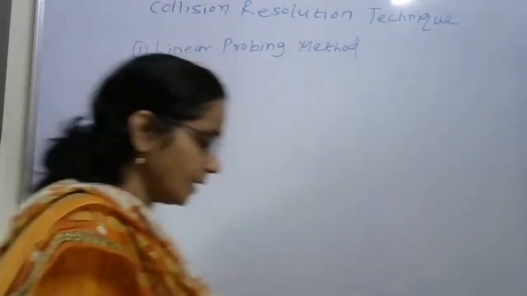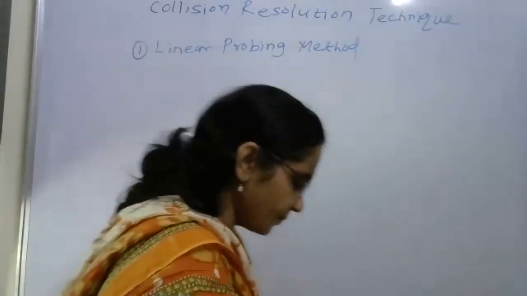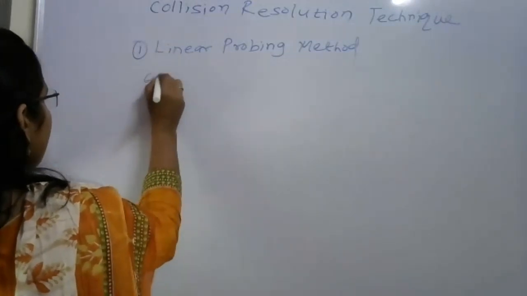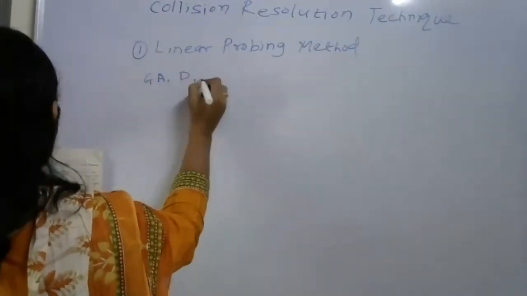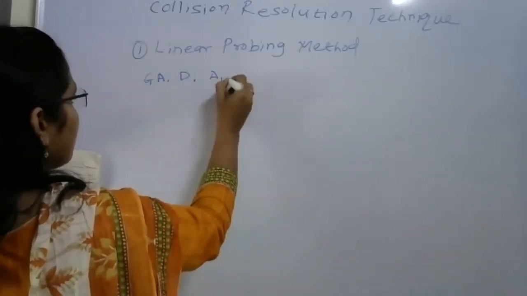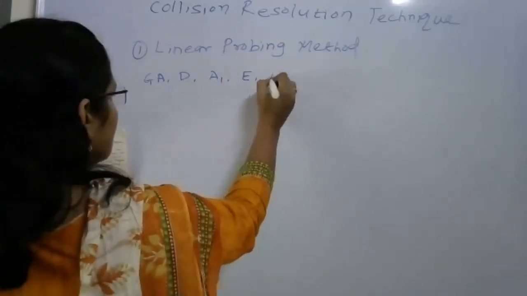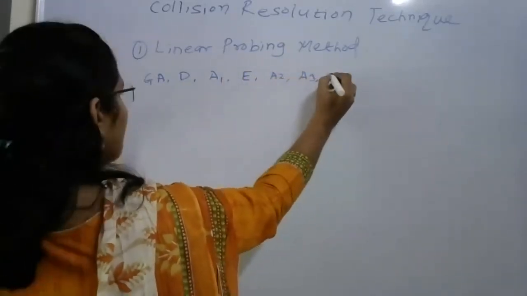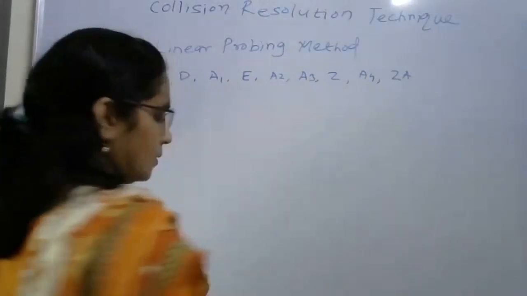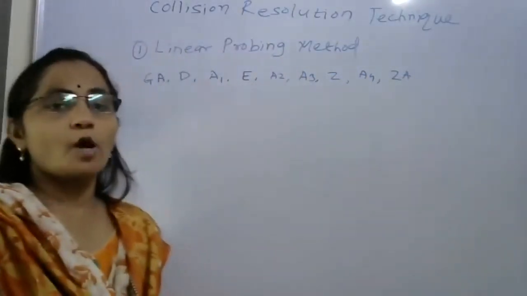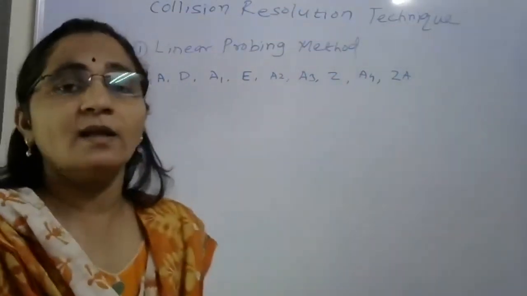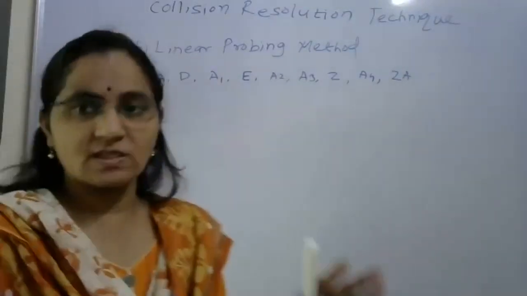For the explanation of linear probing, I take again the same identifiers. The first identifier is GA, then B, A1 suppose, then E, A2, A3, Z, A4, and then ZA. Suppose we have been given a number of identifiers like this, and if a collision occurs, then how will the linear probing method work? This is our point.